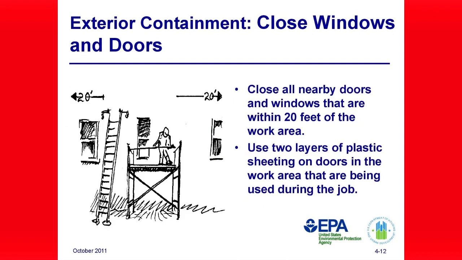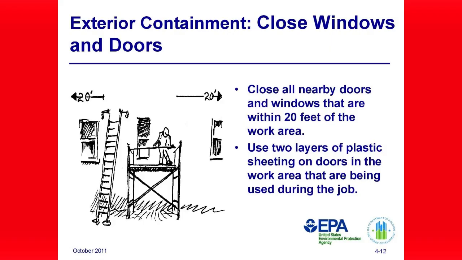Exterior containment, close windows and doors. All windows and doors within 20 feet of the edges of the work area should be closed to prevent dust from entering the home. So any windows and doors within 20 feet of the work area and below should be closed and sealed.